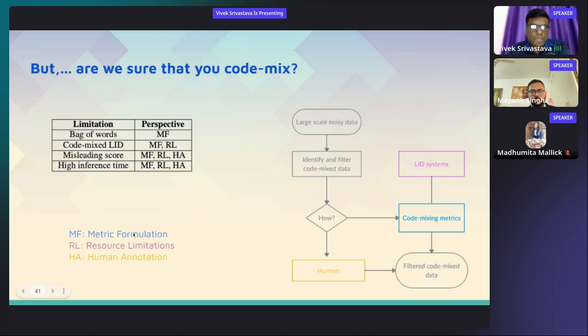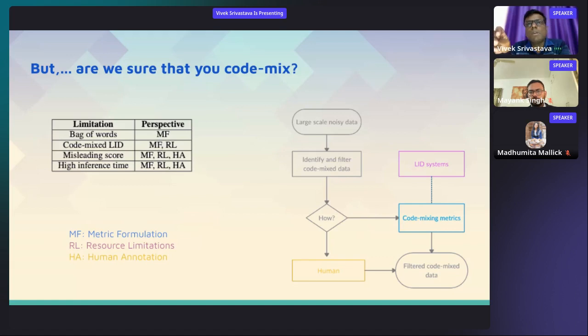So we identify three different problems, and their combinations are making it very difficult to do this entire solution for this large scale noisy data to filtered code mix data problem. The first one is the matrix itself are very difficult to come up with a certain conclusion. The problem is they address everything as a bag of word model. They don't really consider context into account. And the second thing is that these LID systems, so these language identification systems, they don't really work that well on the code mix data.